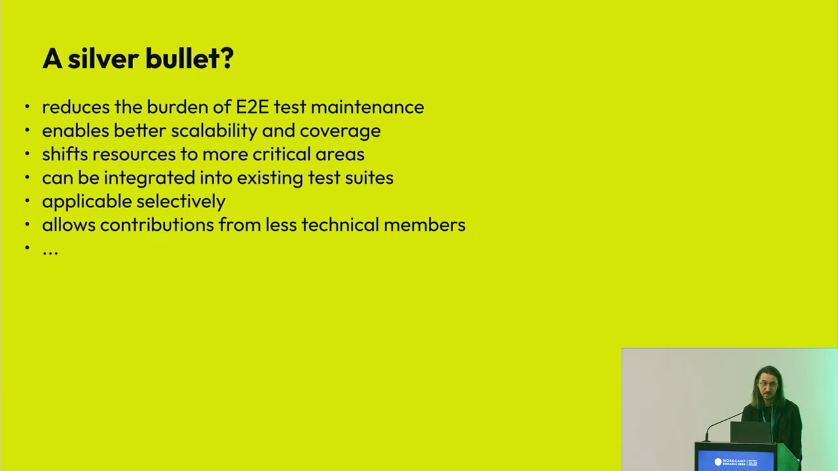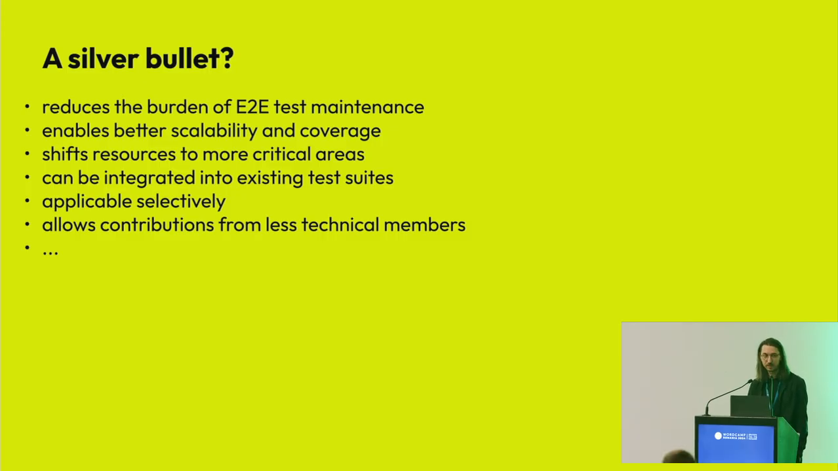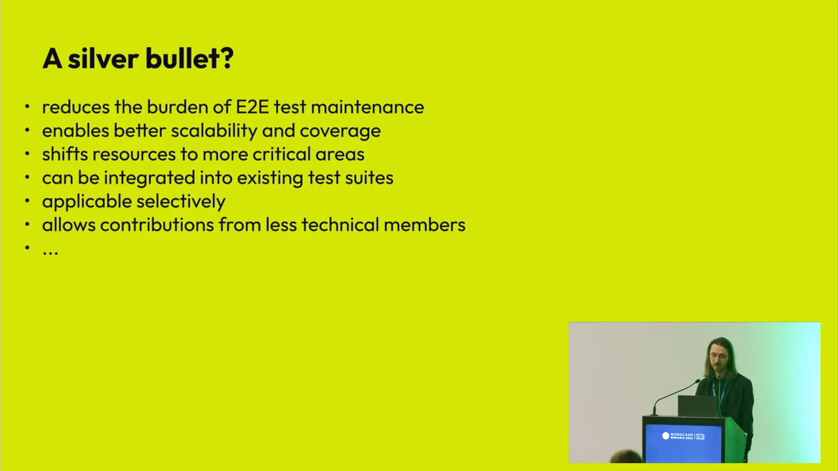So is this a silver bullet? Probably not, but it definitely reduces the burden of maintenance. And if we reduce this maintenance problem, we can write more tests. We can cover the system better. Or we can just simply shift the resources. People, instead of doing manual testing, can do exploratory testing, which is more important and more valuable.